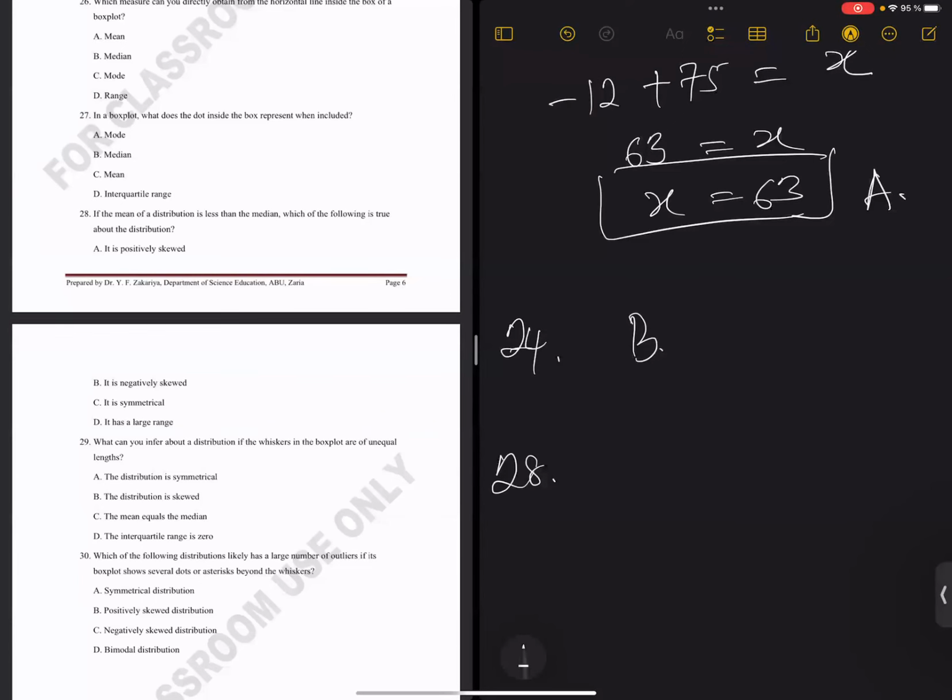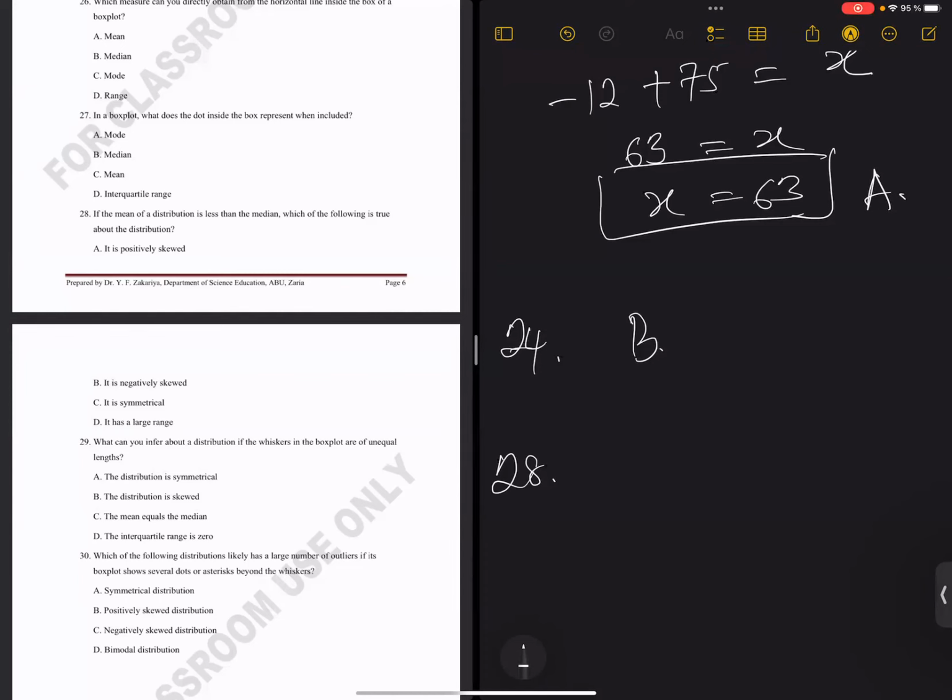A, it is positively skewed. B, it is negatively skewed. C, it is symmetric. D, it has a large range. Which one is correct? It is A. The answer is A. It is positively skewed. Thank you, madam.